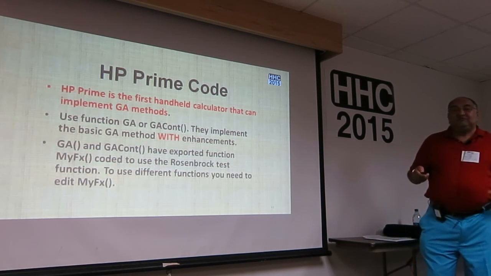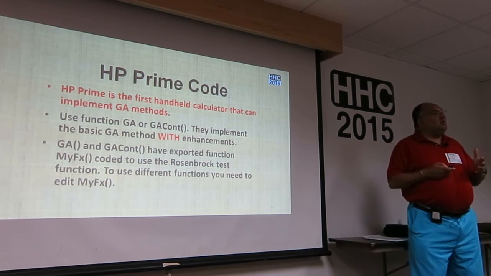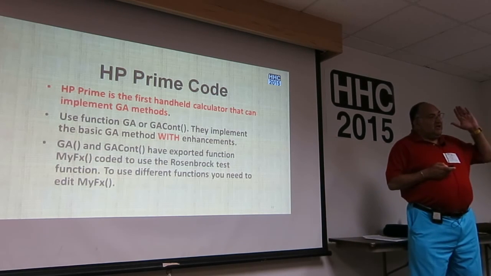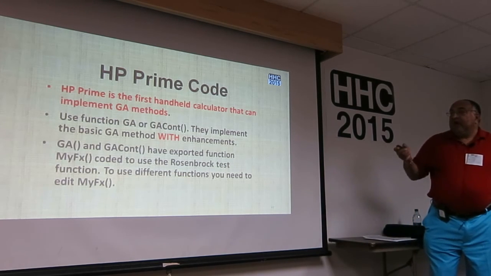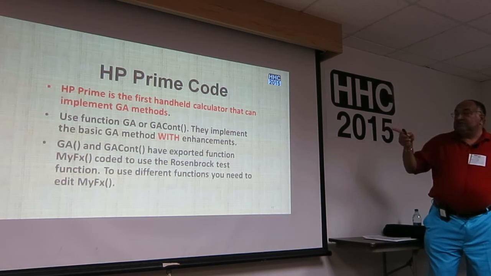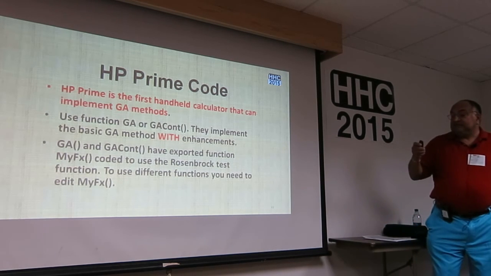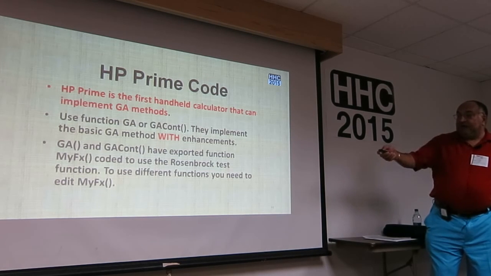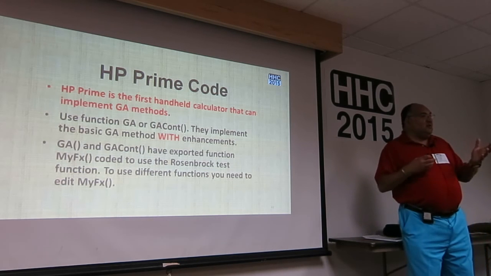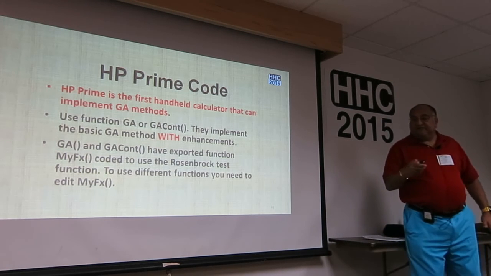Now the HP Prime code. The HP Prime is the first handheld calculator that can implement GA. It's a tremendous credit for the machine because the GA code is not short. There's a lot of code and a lot of memory that it uses. I use two functions, GA and GA continuous, to implement the basic methods of GA with most of the enhancements that I discussed. GA and GA continuous have an exported function, my function, coded. When you get the code, it has a code for the Rosenbrock function, simply edited if you want to test another function.